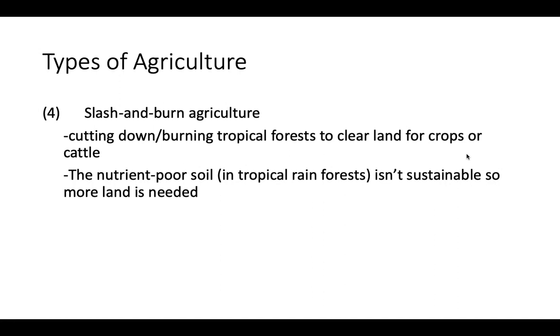With slash and burn agriculture, essentially you cut as much of the foliage and the greenery in the area down as you can, and then you light it all on fire. And so they burn. This generally happens in rainforests or on the equator, and it clears land for either crops or cattle. And because in the tropical rainforest, the soil actually isn't that nutritious, because of that, even more land is necessary than it would be in a normal area.